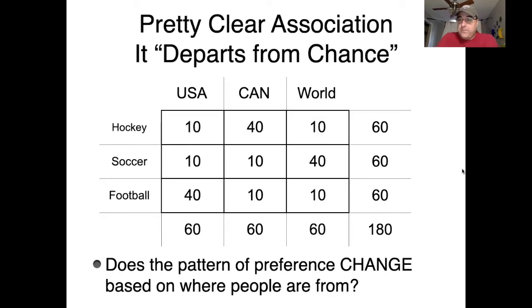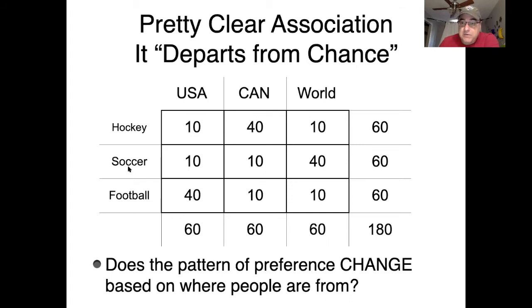Here, however, is a setup where the hypothetical data set gives a clear indication that there's a relationship between origin and favorite sport. All right. So let's say that I knew you were a hockey fan. Well, there are 60 hockey fans, but 40 of them are Canadian. All right. So if I knew that you were a hockey fan, I'm going to put my money on the idea that you are probably Canadian.